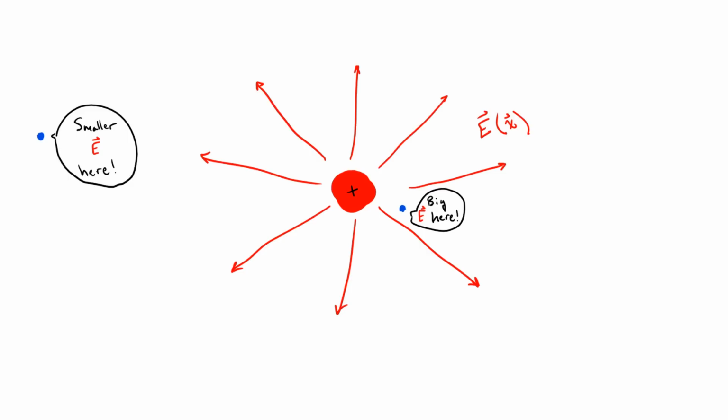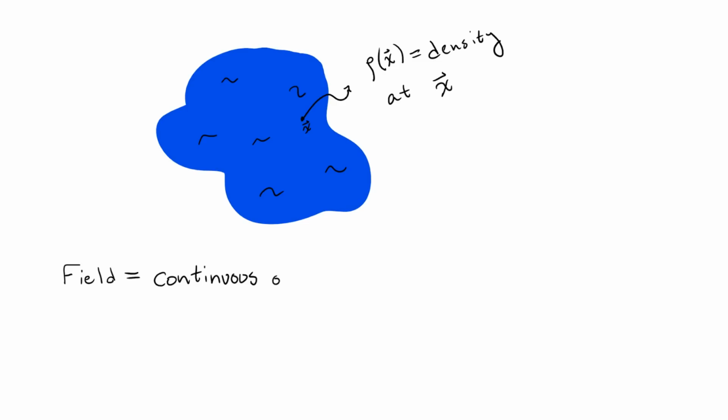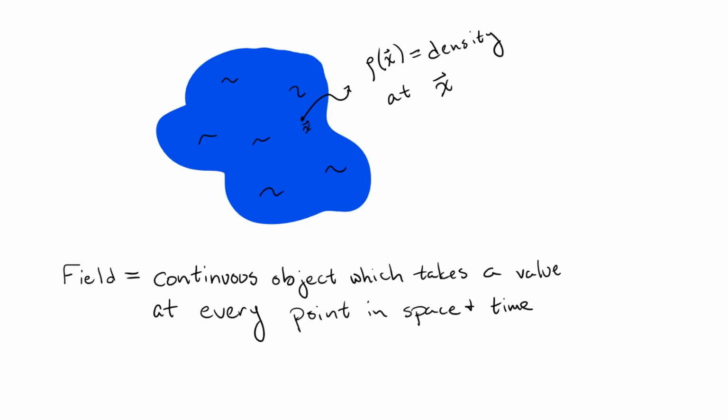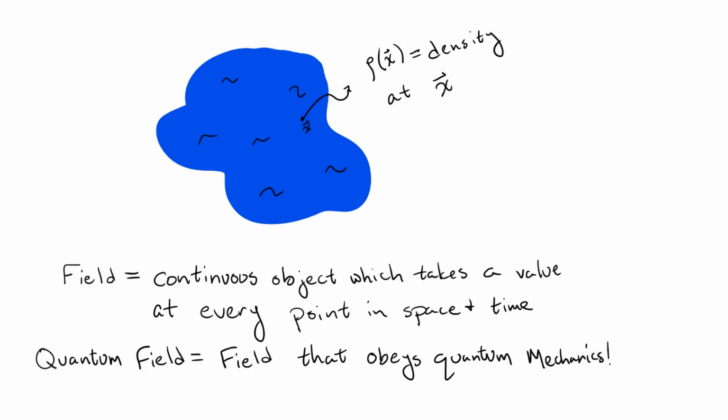However, this isn't the only example of how fields are used in physics. Many fluids can also be modeled as fields, even though they're not technically continuous, where the value of the field might give, for example, the density at a certain point. In words, all a field refers to is a continuous object which has some value at each point in space and time. So a quantum field is simply a field which obeys the rules of quantum mechanics.